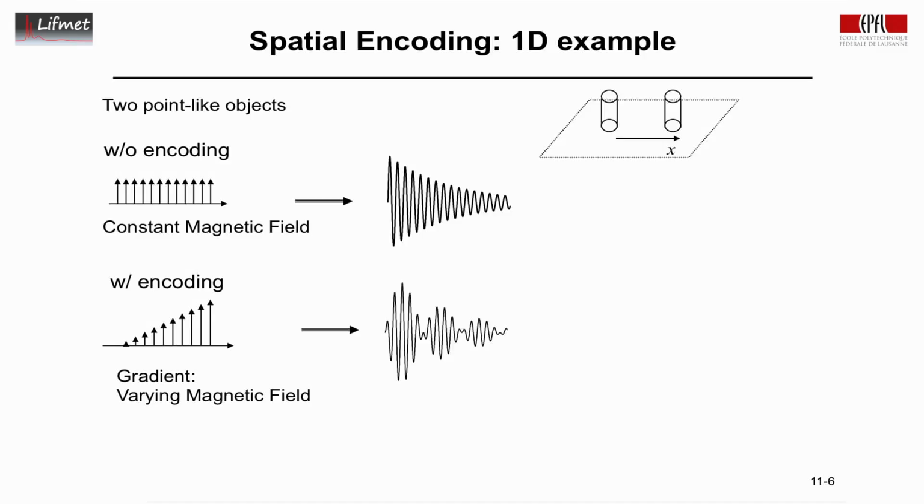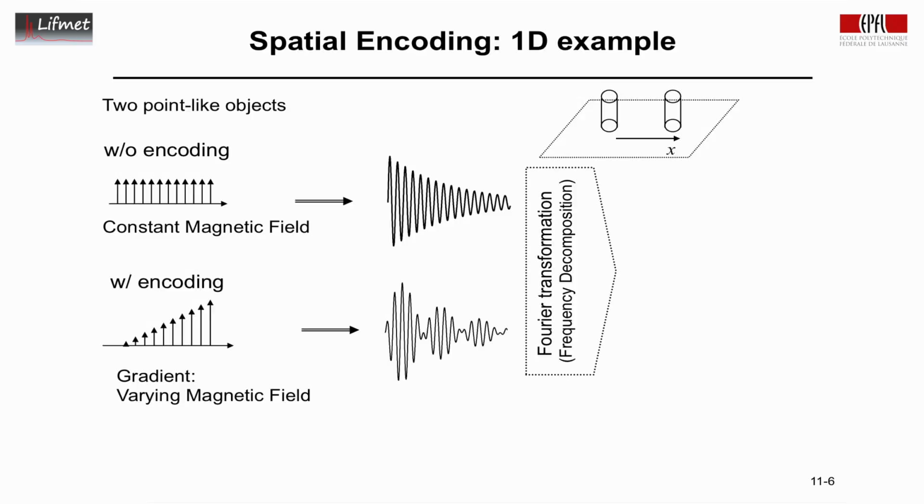We have two capillaries, two positions. We assume they're point-like, so they give two very well-defined frequencies. This gives a beating pattern of two frequencies, and that typically looks like this. If you imagine a more complex object, it is not so obvious to see from the recorded signal what is being observed. So we apply the Fourier transformation, that is, we decompose the signal into its frequency components. That's what Fourier transformation does for you.